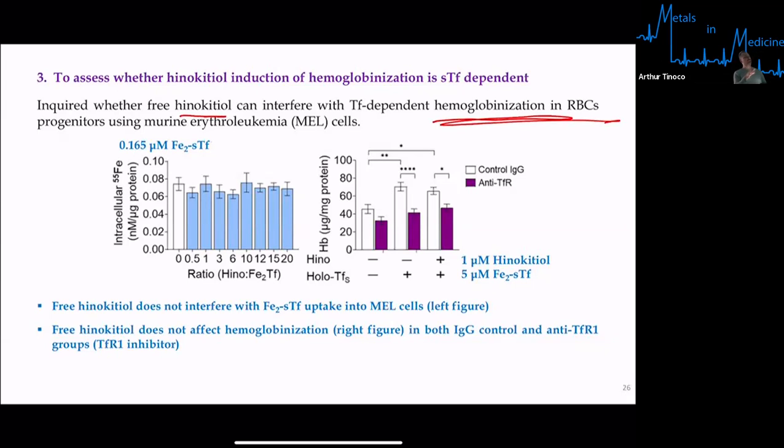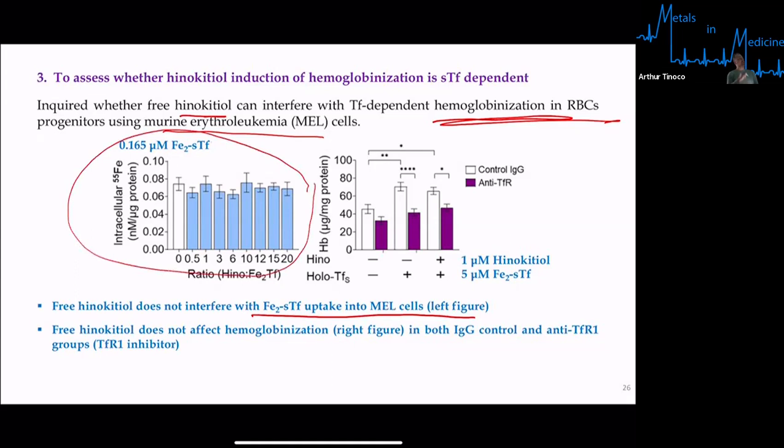And so they're looking at red blood cell progenitors, meaning things that can get transformed into red blood cells. They focus on the murine erythroleukemia cells, the MEL cells. Those can get transformed into red blood cells. What they observed was that the free ligand actually does not affect the amount of iron that's getting inside the MEL cells. We can see that in this figure over here.